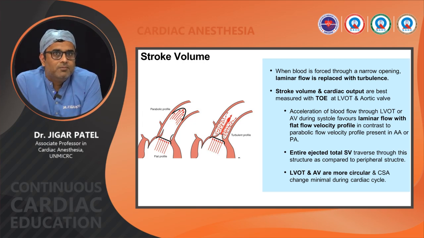The advantages of measuring at the LVOT and aortic valve are, first, acceleration of blood through the LVOT and aortic valve during systole favors laminar flow with a flat velocity profile, in contrast to parabolic flow velocity in the ascending aorta or pulmonary artery. Second, the entire ejected stroke volume travels through this structure as compared to peripheral structures. And third, the LVOT and aortic valve are more circular as compared to the mitral and other valves, and the cross-sectional area changes minimally during the cardiac cycle.